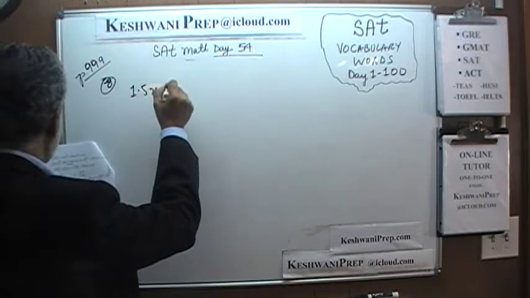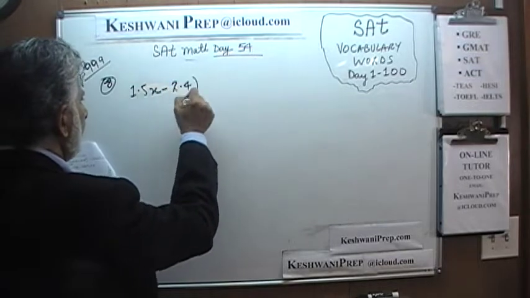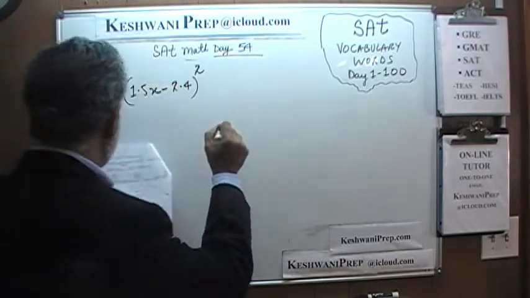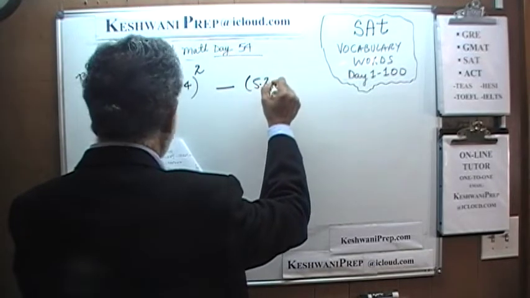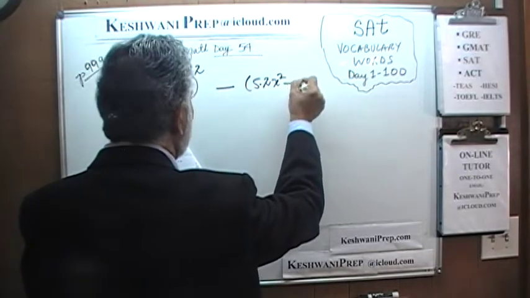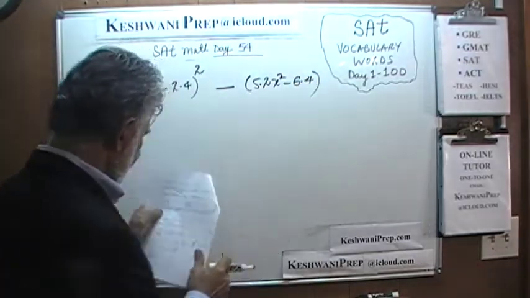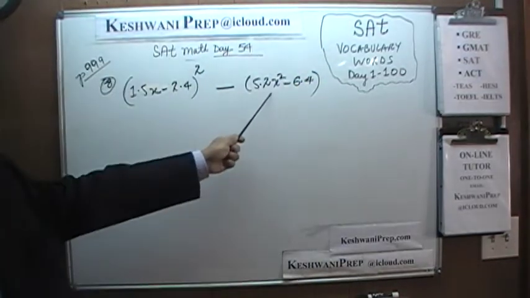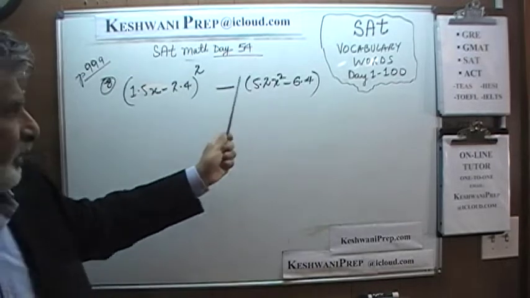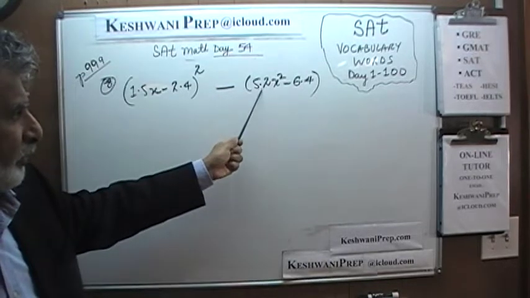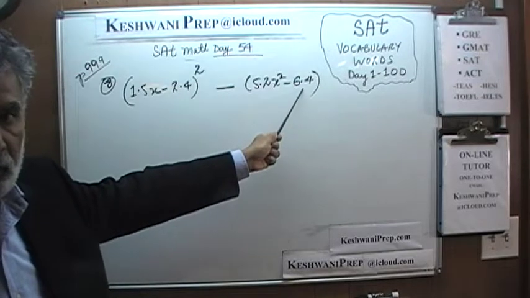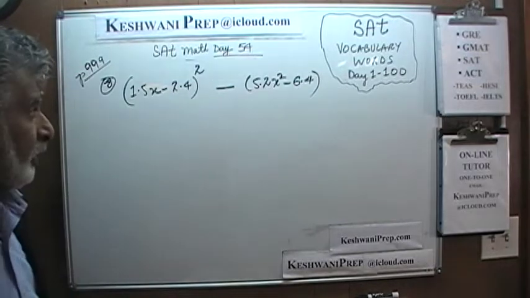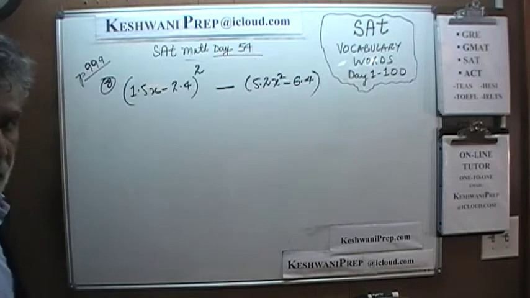1.5x minus 2.4 whole squared, minus 5.2x squared minus 6.4. When you're opening this parenthesis, pay attention to this negative. This negative is going to apply to this guy and that guy. In other words, negative times negative is going to eventually become positive 6.4. Make sure you pay attention to it, otherwise you're going to end up picking the wrong answer.